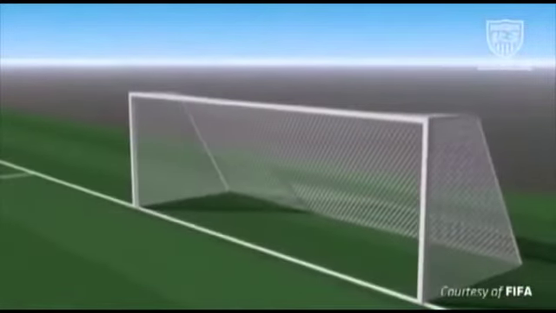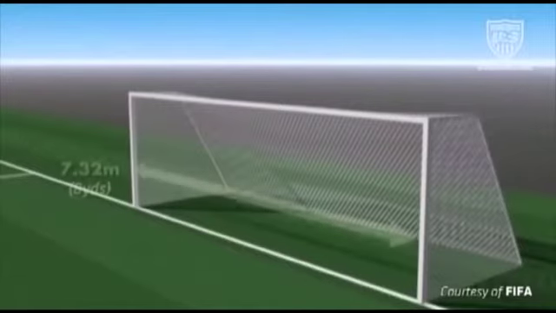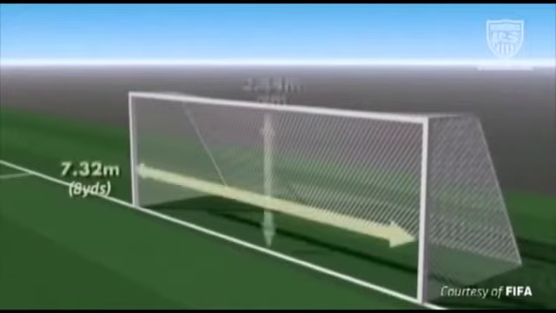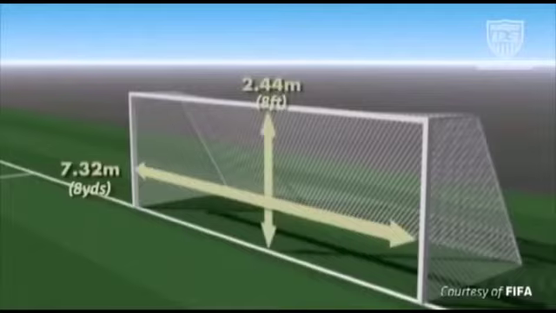Goalposts must be white with a length between the posts of 7.32 metres and a height of 2.44 metres from the bottom of the crossbar to the ground.